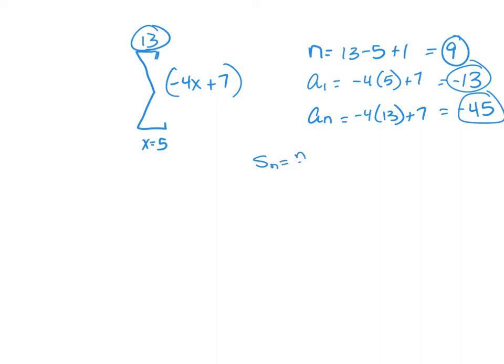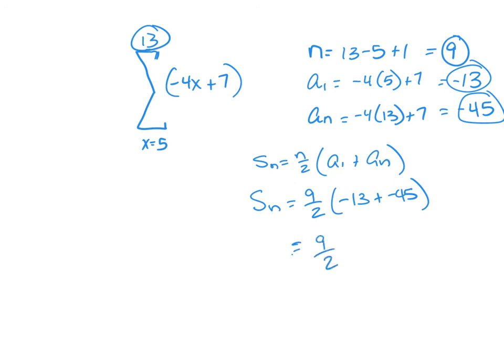So the formula is Sn equals n over 2, a1 plus an. Now it's just plug and chug. The sum of those numbers is 9 over 2, negative 13 plus negative 45. So the sum is going to be 9 over 2 times negative 58, which is 9 times negative 29, and whatever that is. So the answer is negative 261.